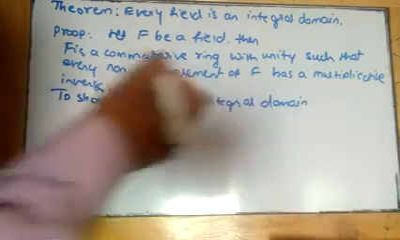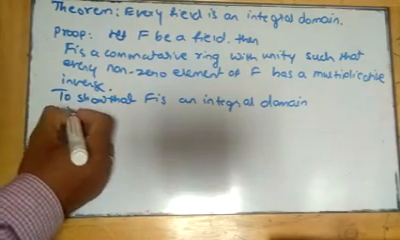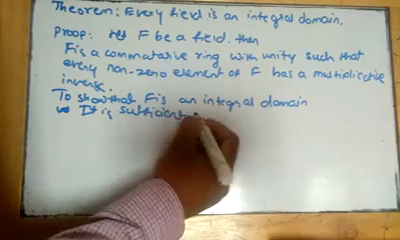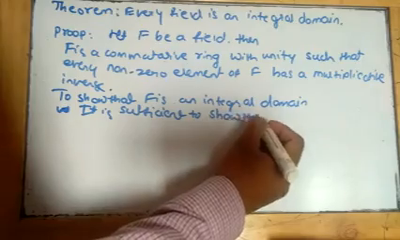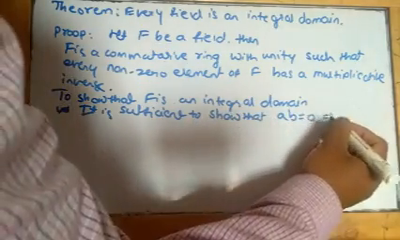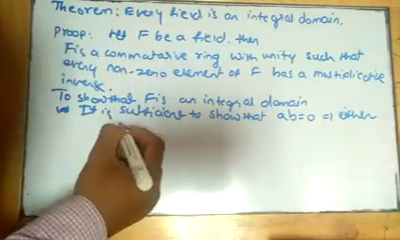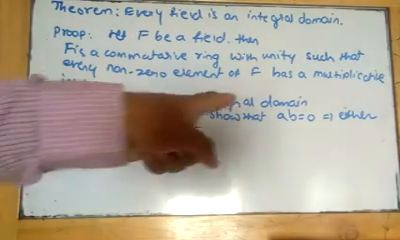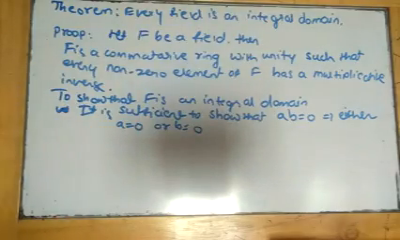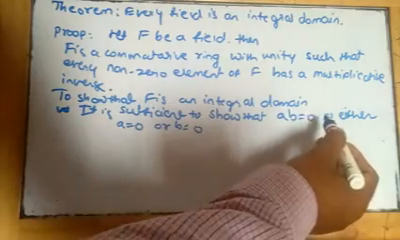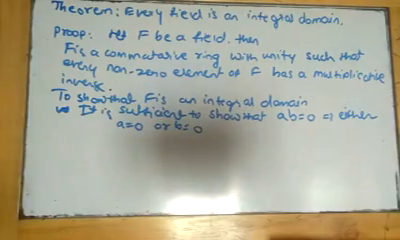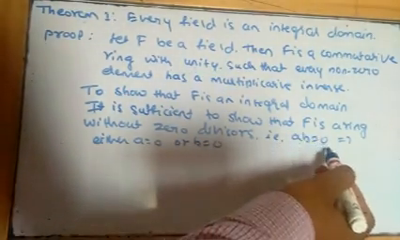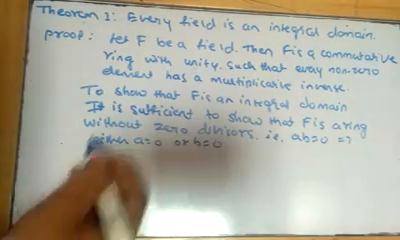Okay. So it is sufficient to show that ab equal to 0 implies either a equal to 0 or b equal to 0. This is by the definition of the integral domain, that is, of a ring without zero divisors. So we have to show that ab equal to 0 implies either a equal to 0 or b equal to 0.